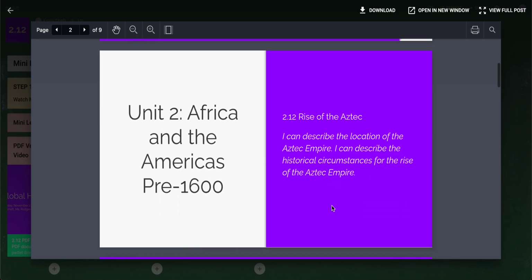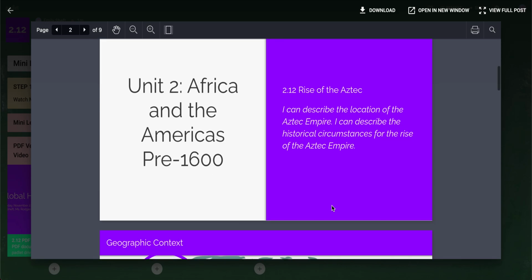We are on our 12th lesson where we're now going to learn about the rise of the Aztec. Our lesson objectives are: I can describe the location of the Aztec, and I can describe the historical circumstances for the rise of the Aztec. So we're doing a little bit of geographic and historical context today.